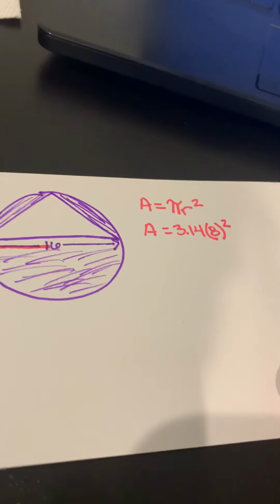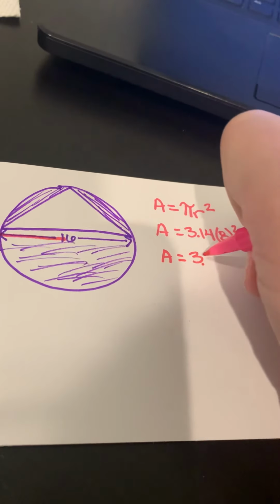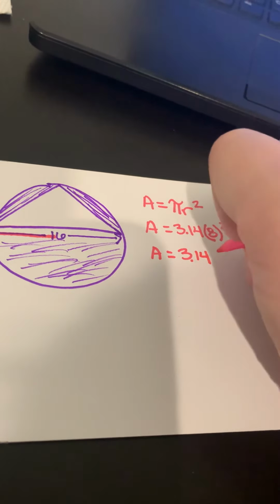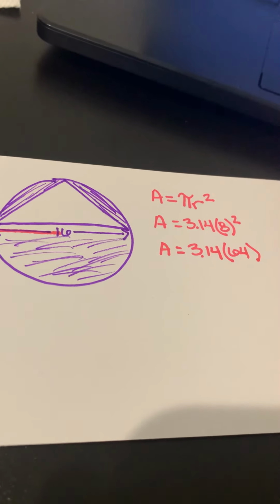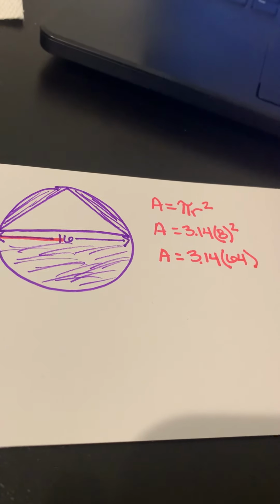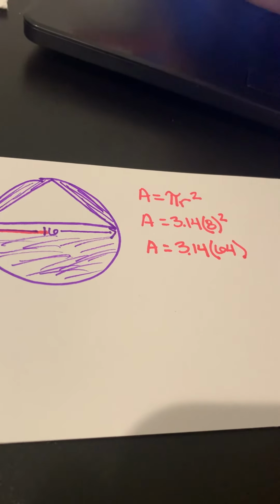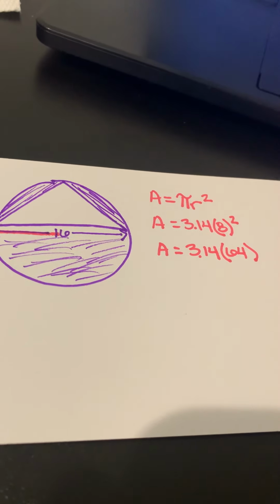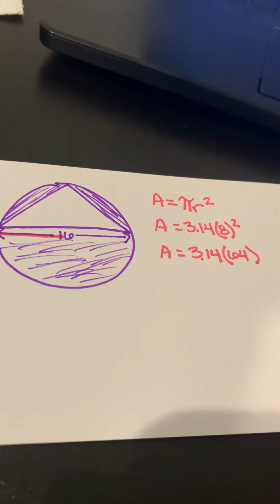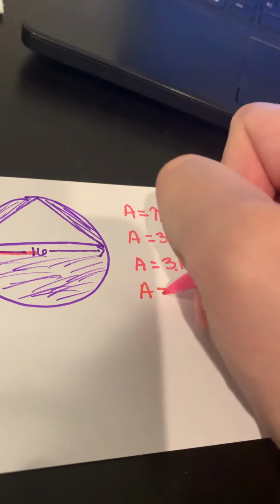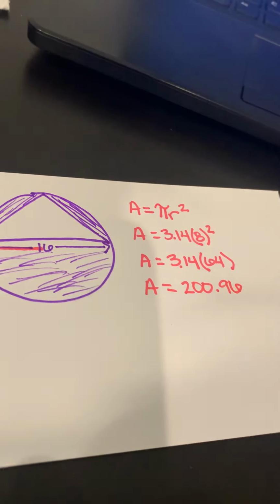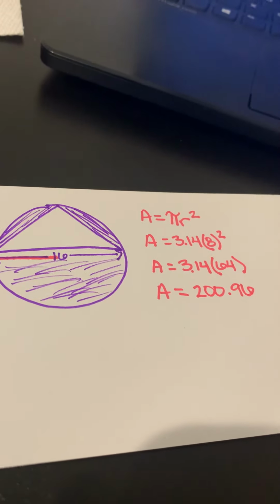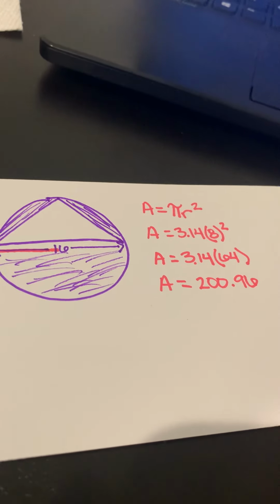Now I need to solve this. So starting with my exponents, 8 squared means 8 times 8. 8 times 8 is 64. Then I need to do 3.14 times 64. And I get 200.96. So the circle's area is 200.96.